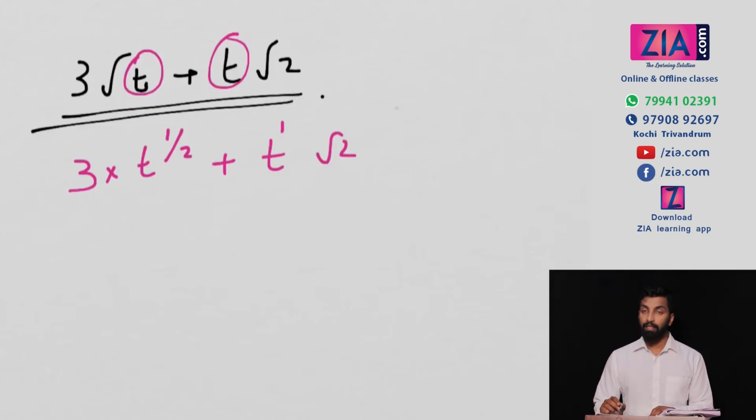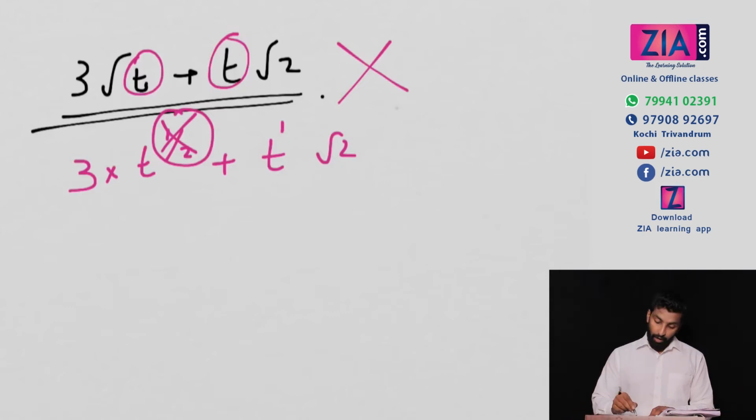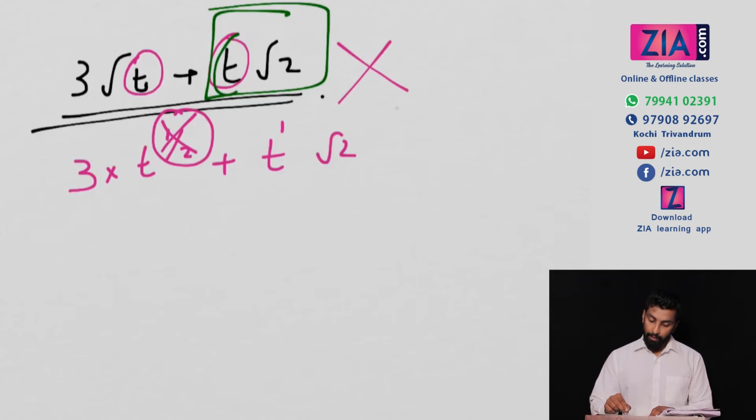So here the power is 1, but here the power is 1 by 2. I told you this is not possible because 1 by 2 is not a whole number. The power has to be a whole number. So this is not a polynomial in one variable. Now if you take this part alone, then you have only one variable, that is t, and the power is 1, and this root 2 is not a problem for you. So that is actually a polynomial in one variable.